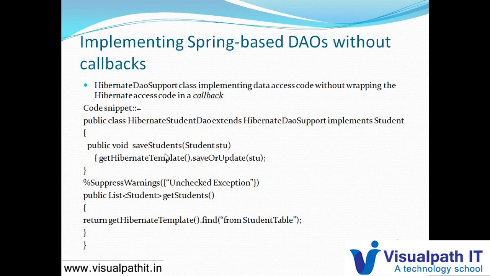So what is save students doing here? Both these methods are declared and implemented within the Hibernate student DAO class. The implementation of these two methods is simple and has very few lines of code, as we can see here. We have a method here, save or update. Here it is to find the students from the student table.